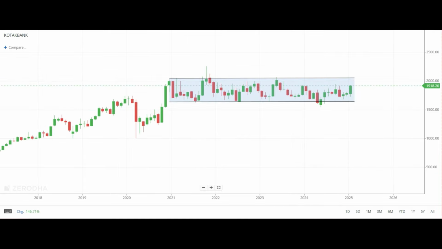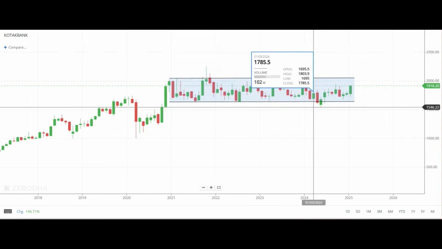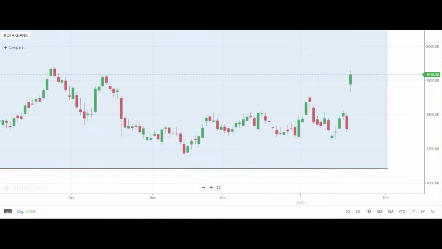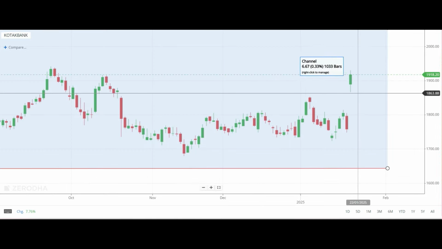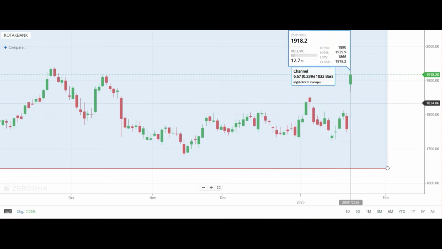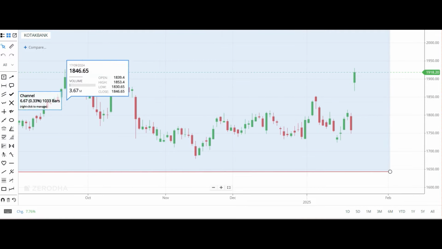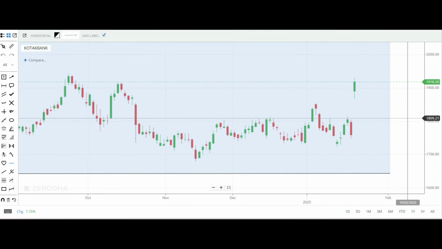Coming to stock specification, Kotak Mahindra Bank. Kotak Mahindra Bank has been in a consolidated state for many years, but today it has gapped up. There might be a chance of filling this gap up, and if you are looking for any swing trade, a retest at this level around 1800 would be a good buy signal if this level is maintained.